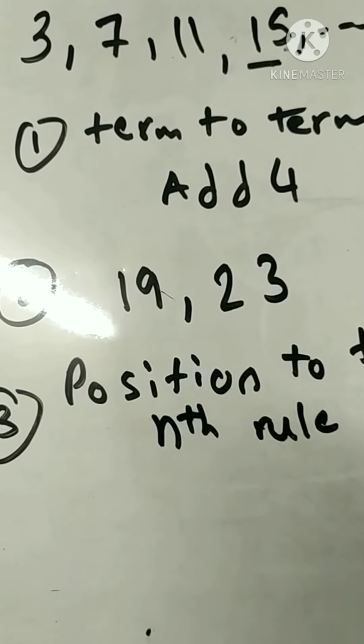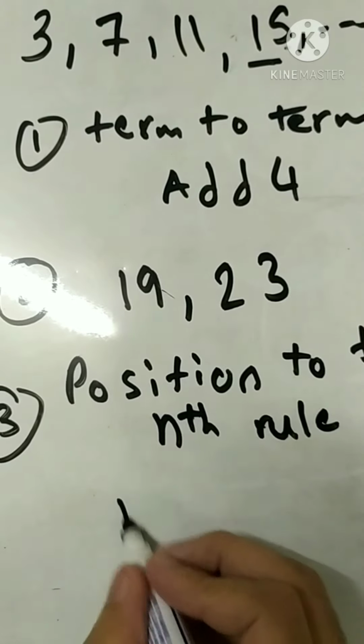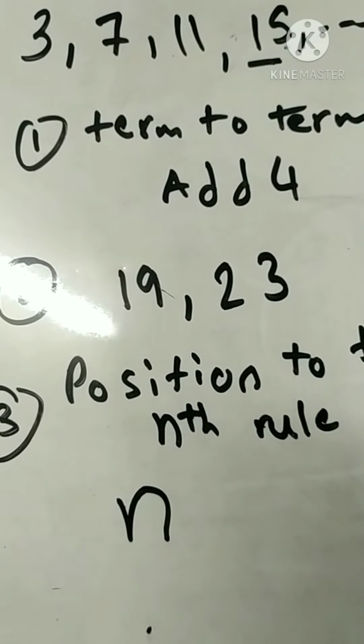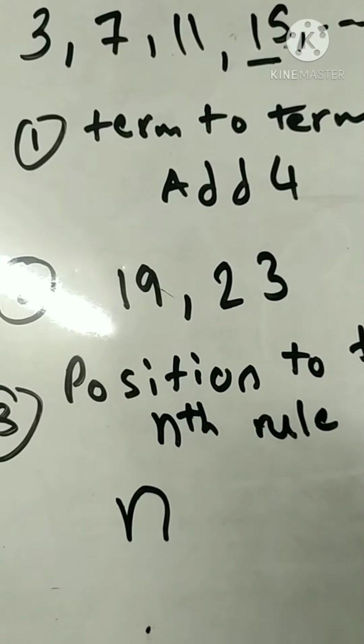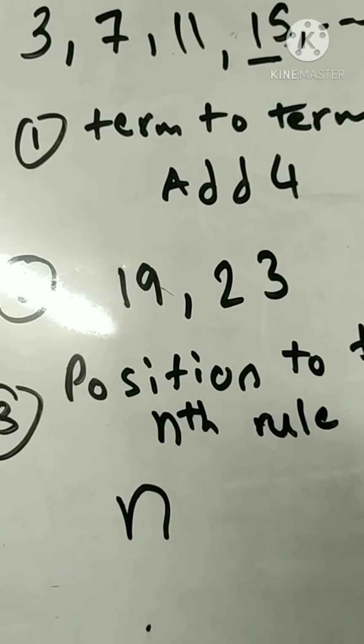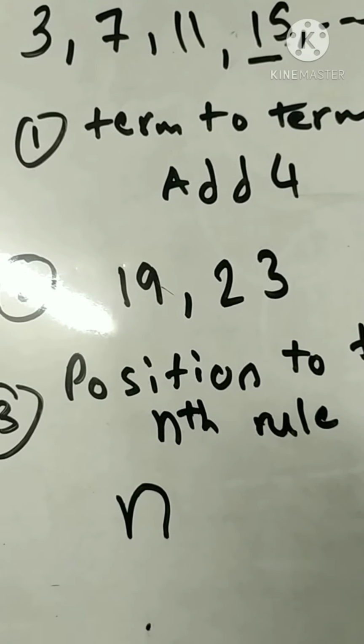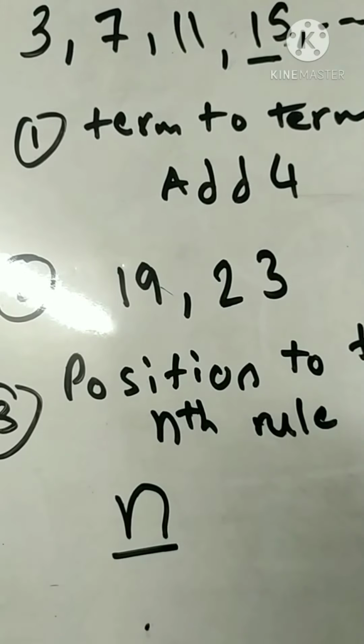How to get the nth rule, or the position to term rule, or the nth term expression for the sequence. First, you're going to write n, okay? n here stands for the order of the term. So if you're talking about the first term, n equals 1. If you're talking about the second term, n equals 2, and so on. We abbreviate the phrase "order of the term" with n. We use n to stand for the order of the term.